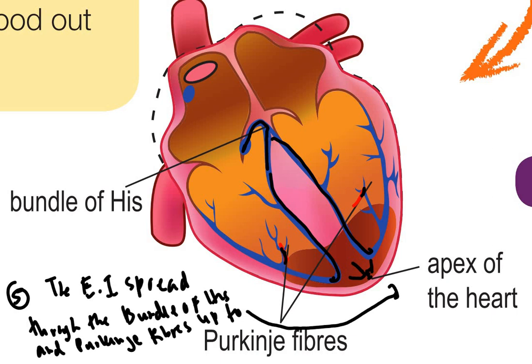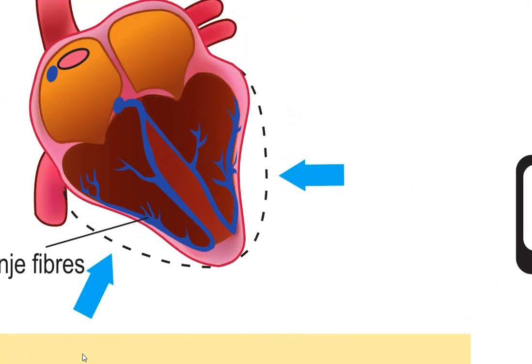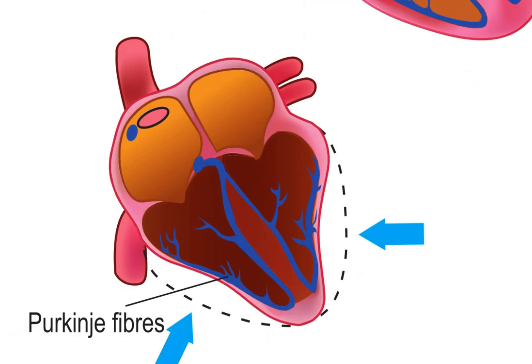So what happened next? Move on to the next diagram. You can see here. What happened when the electrical impulse reaches or spreads from the apex of the heart? It will spread to the whole ventricle. From here, the impulse will spread to the whole ventricles. And then as a result, the ventricles contract to pump blood out to the lungs and body.